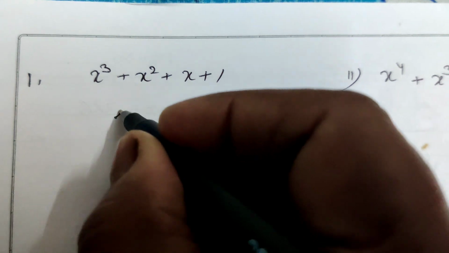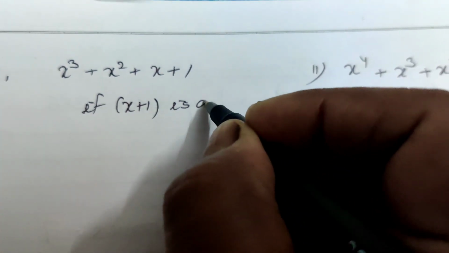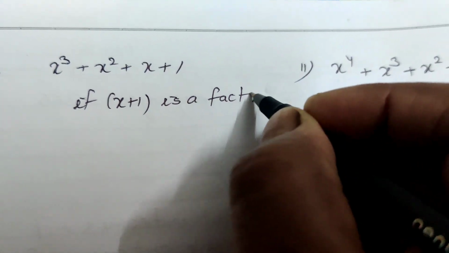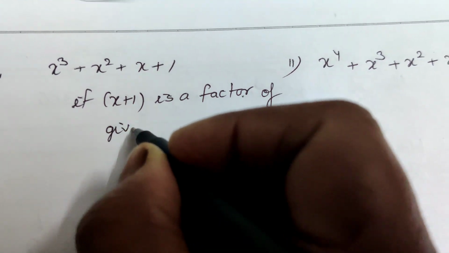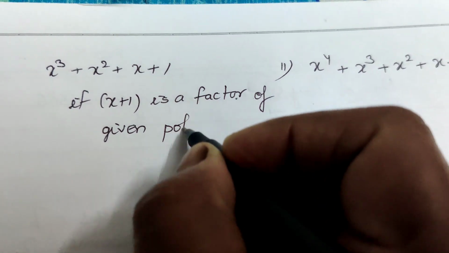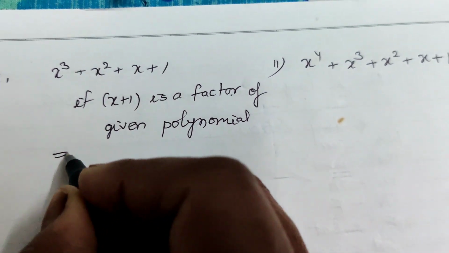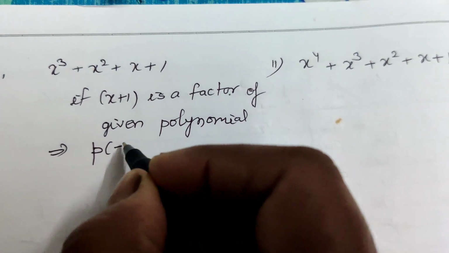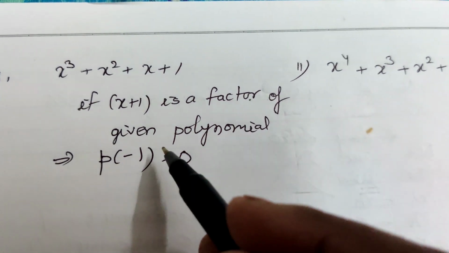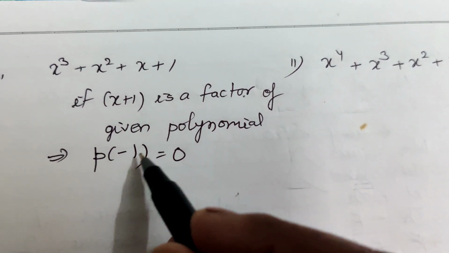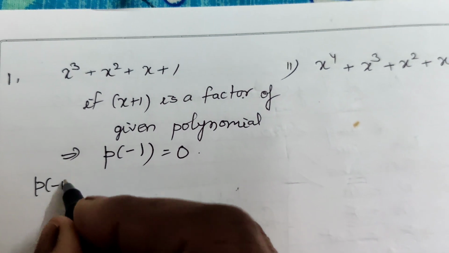If x plus 1 is a factor of the given polynomial, it means the polynomial value when x equals minus 1 equals 0. Therefore p(minus 1) equals 0. Now check in the polynomial p(minus 1).